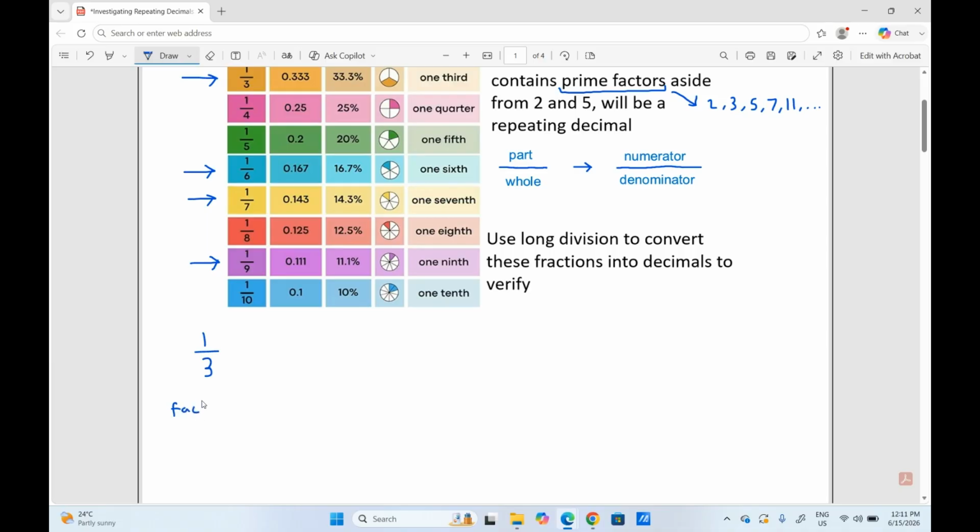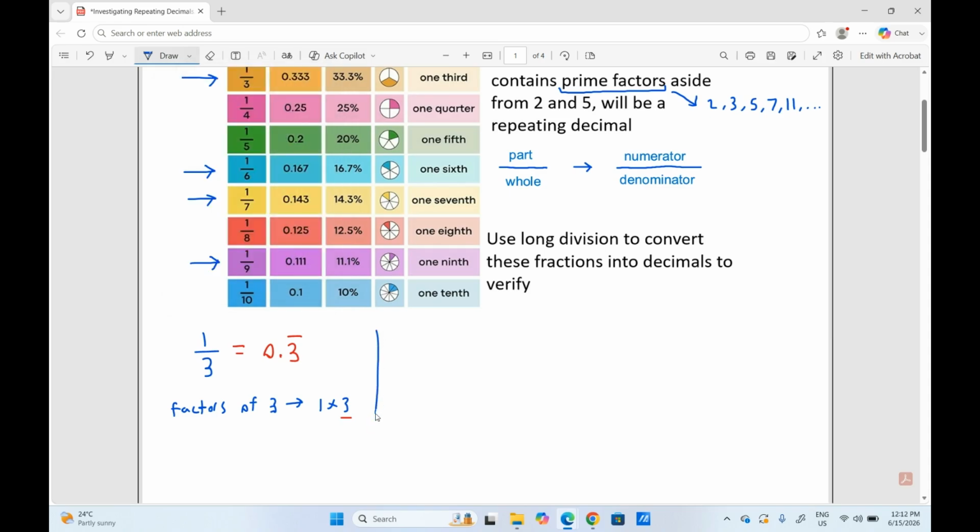So factors of 3 are going to be 1 times 3. Now 1 isn't a prime number, but 3 is a prime number. Hence, that's a prime factor that isn't 2 or 5. So 1/3 is going to be a repeating decimal because of that.